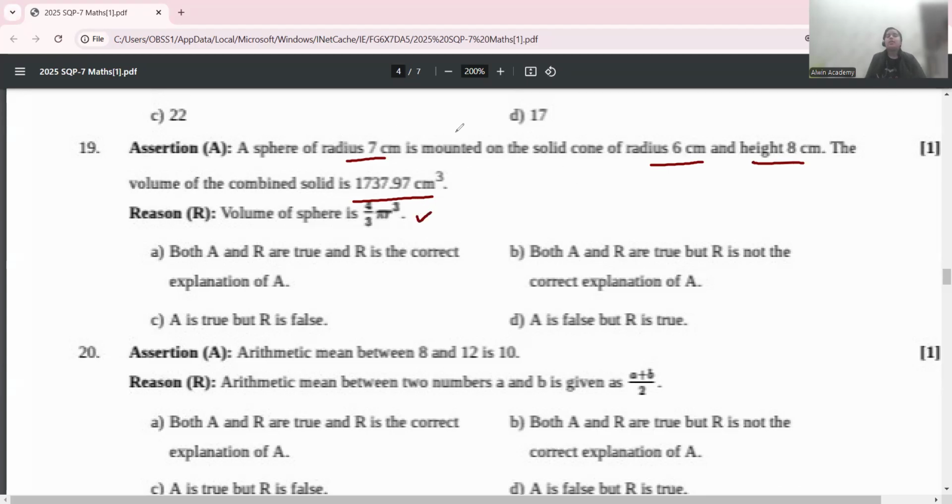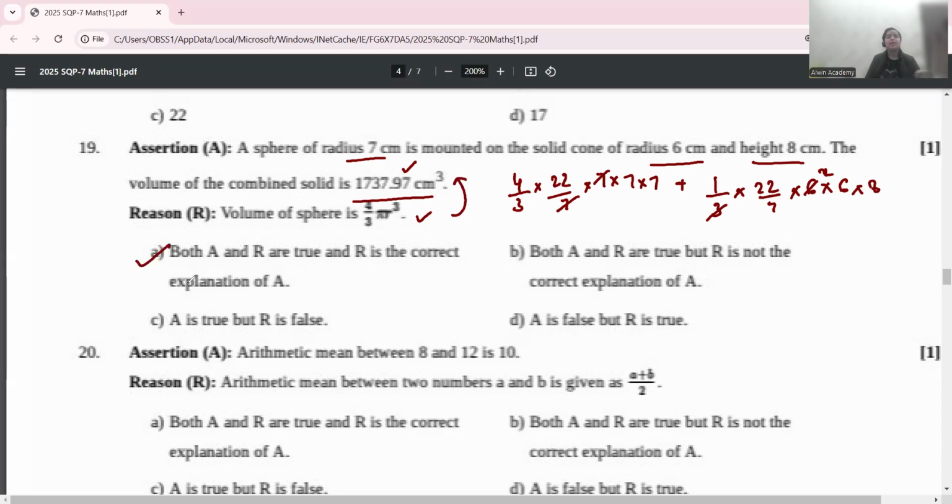Now, let's calculate. The volume of a sphere is always 4 by 3 pi r cube. Radius is 7 given here, so r cube. Plus, the volume of the cone is 1 by 3 pi r square, that's 6 square times h 8. So we get this particular expression here, and when we solve it further, we get the answer to be 173.97 only. The assertion is also correct, and this also explains the assertion statement. So we have option number A. Both A and R are true, and R is the correct explanation of A.